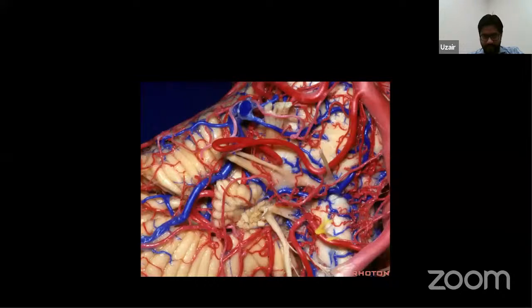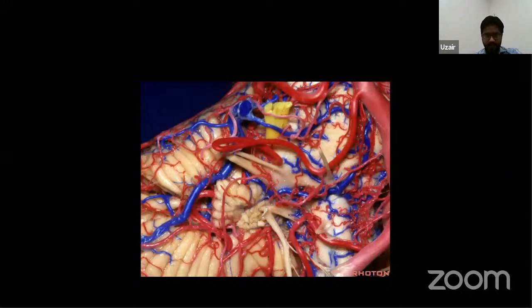So again, repeating it. This is the pons. This is the flocculus of the cerebellum. This is some part of the medulla oblongata. Then we have the vertebral artery. This one is the basilar artery. This one is PICA, and this one is the anterior inferior cerebellar artery. And this one is the superior cerebellar artery.